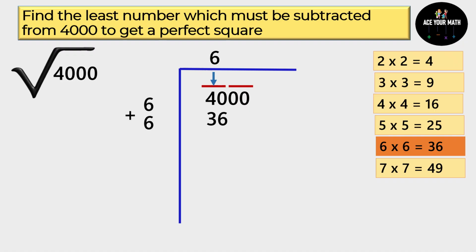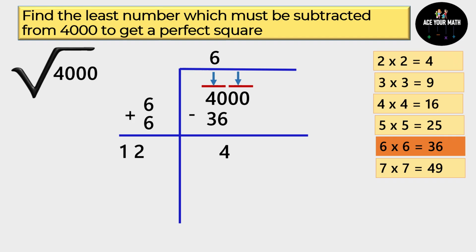Okay. Now the same 6 you will add on the left hand side. On the right hand side, you will do subtraction. So when you subtract 36 from 40, you get 4 as the answer. Now complete your addition on the left hand side. 6 plus 6 will give you 12. Now this completes our first step.